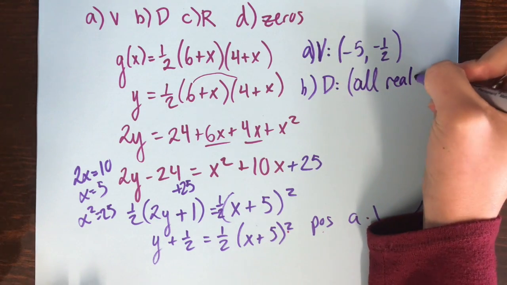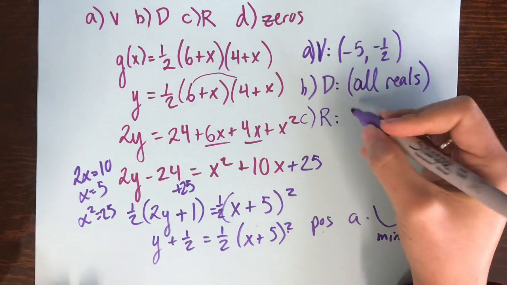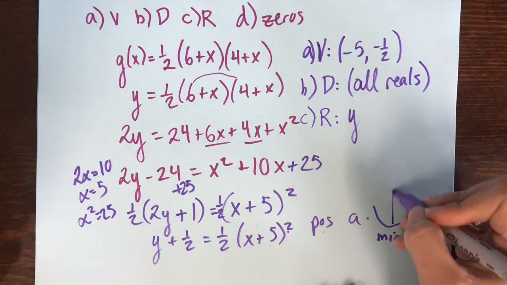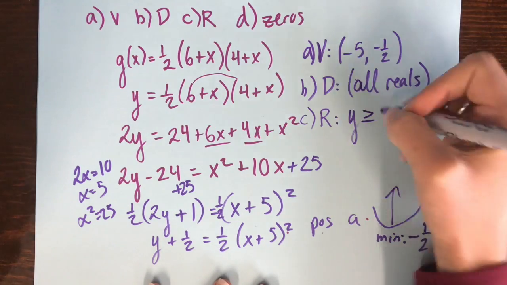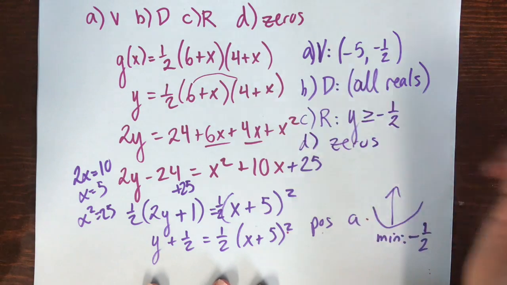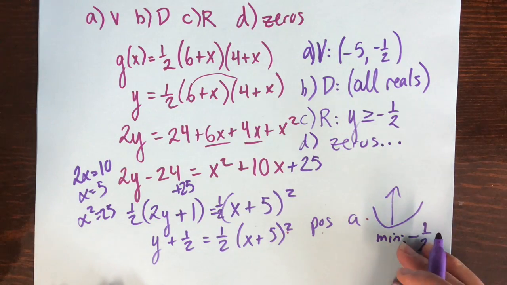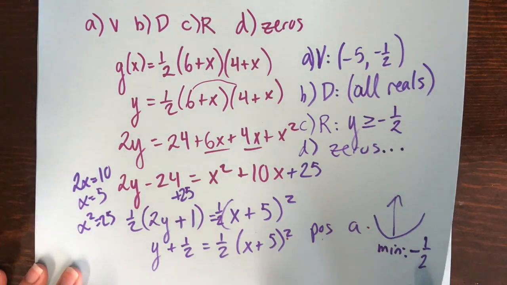The domain is, of course, all reals because there's no restrictions on x, right? If there are any restrictions, it would be a restricted domain. But in this case, every value is okay for the domain. Now the range is going to be y is greater than or equal to -1/2, right? Because -1/2 is the minimum value and every other y coordinate is higher than that. That's where the parabola is touching.